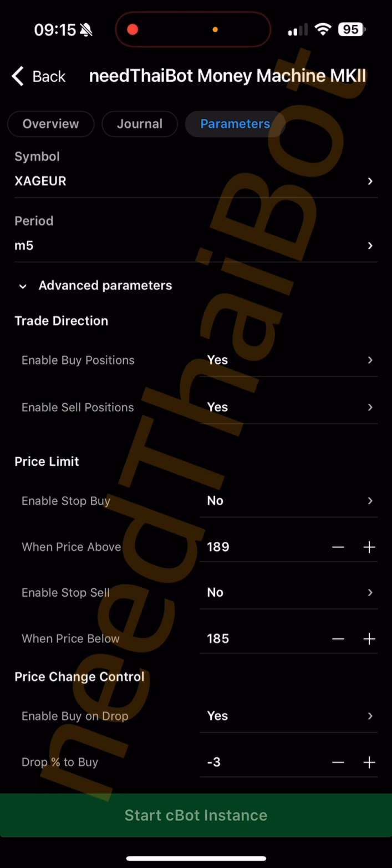Everyone, this is needThaiBot. A lot of people have been asking me to make a manual on how to use my bot. This is the latest version, called Mark II, and these are the parameters. Basically, this is the full version and the latest one.